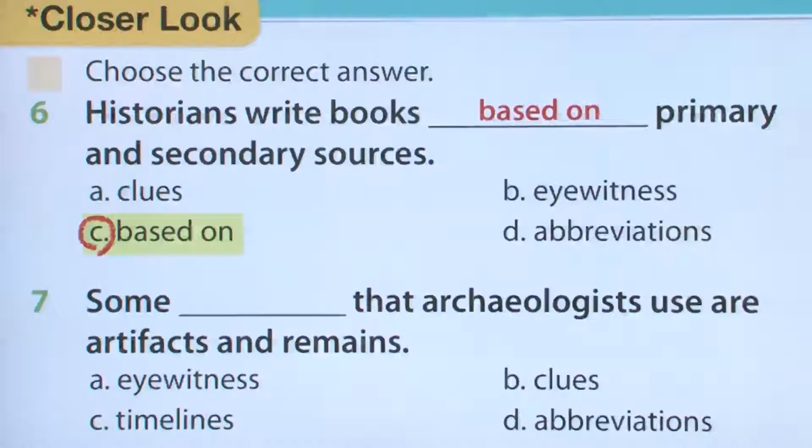On to question 7 now. Some blank that archaeologists use are artifacts and remains. What answer best fits in the blank here? Is it A, eyewitness, B, clues, C, timelines, or D, abbreviations? Some B, clues. Clues are what archaeologists use to examine or understand the past. Some examples of these clues are artifacts and remains.